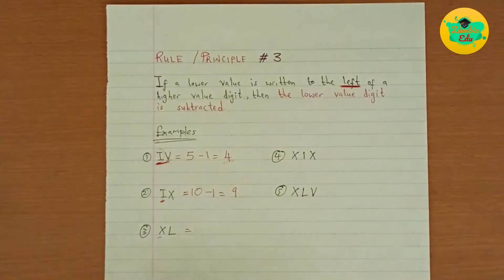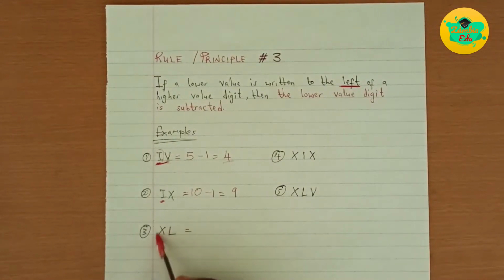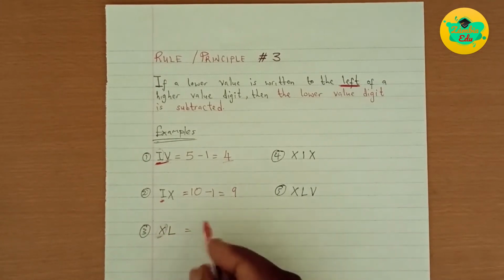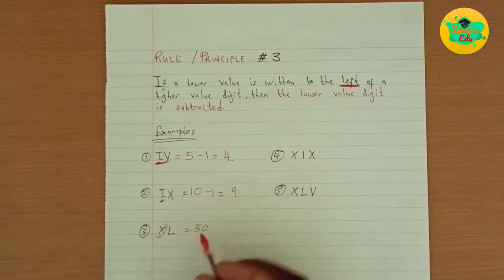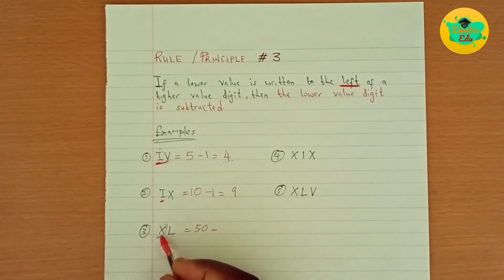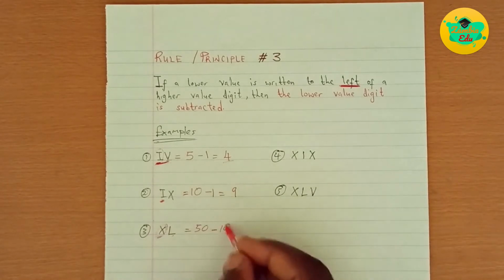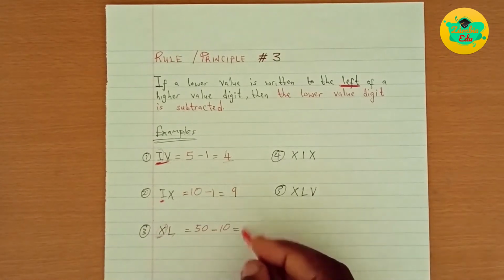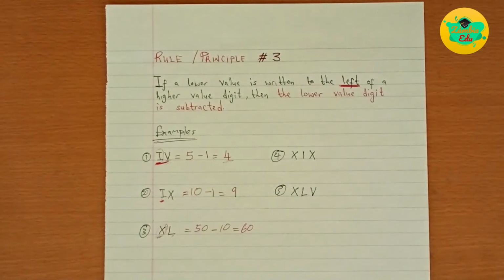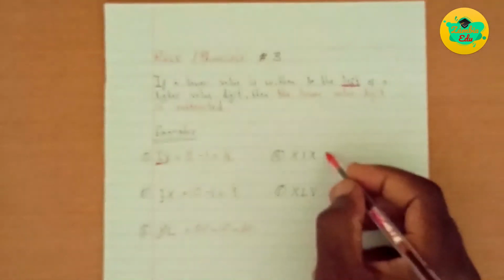So we know that we are supposed to subtract the value of this digit, which is lower, from the higher value digit. So the higher value digit is 50, L is for 50, take away or subtract 10. So 50 take away 10, it gives us a 60. Let's go to example number 4.